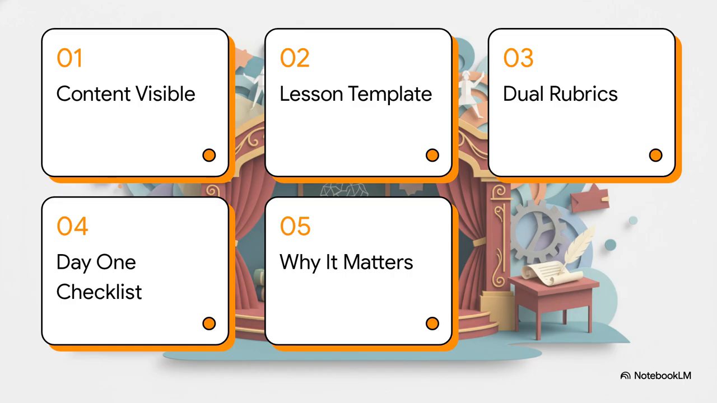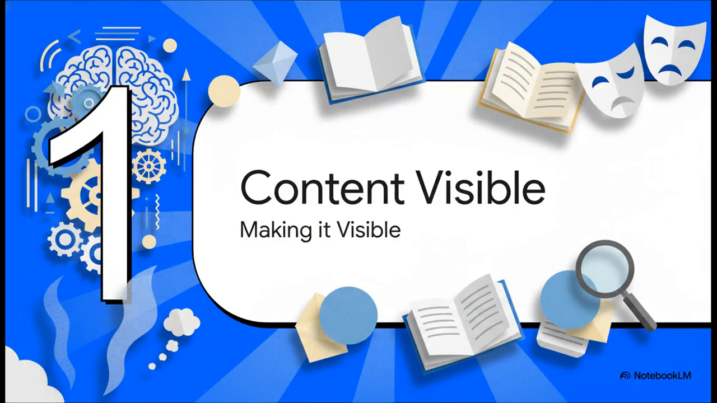To get us there, we've got a super clear, structured journey mapped out for this explainer. We'll kick things off with making academic content visible, check out the dual-tagged lesson template, look at scoring with dual rubrics, hit our Day 1 implementation checklist, and wrap up with why theater integration matters. So first up is Section 1, making academic content visible.